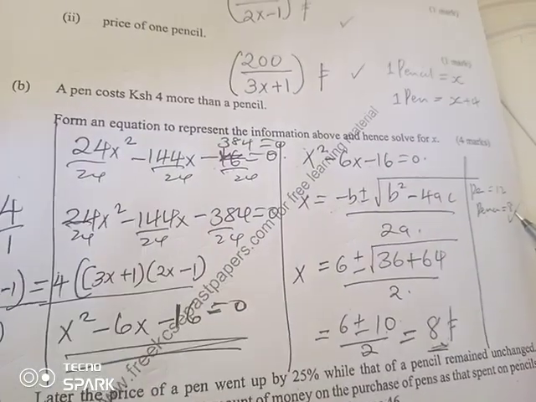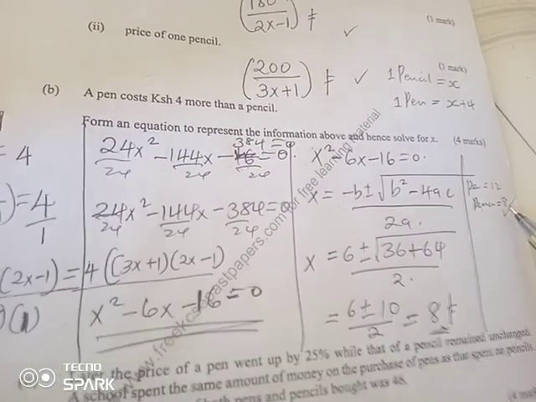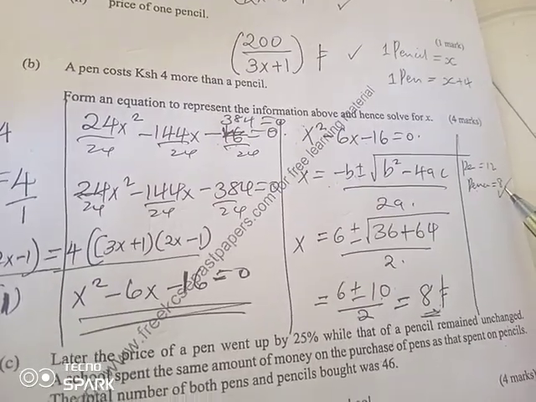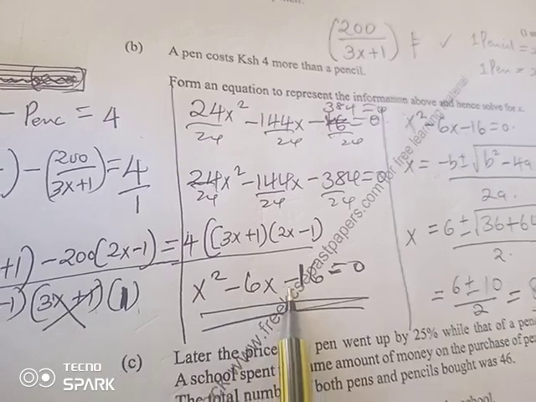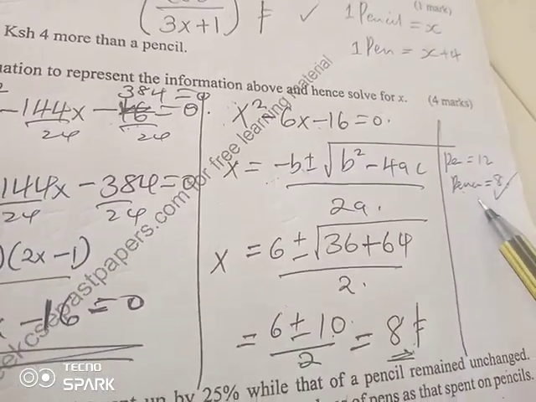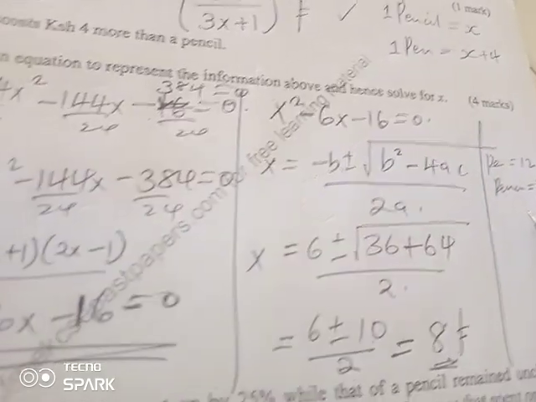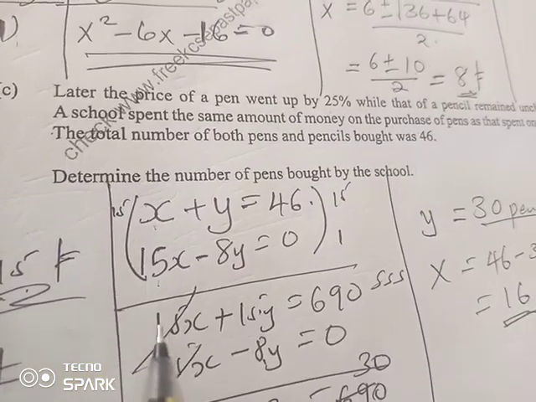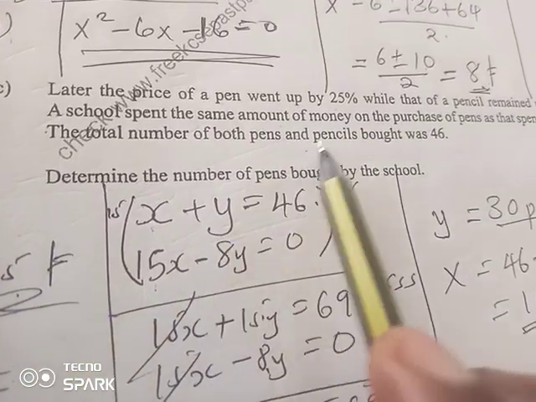What were they asking for? Form an equation to represent the information above and hence solve for x. That is what we have done here. We have formed the equation and we are able to solve for x, which is the price of the pencil, which is 8 shillings.